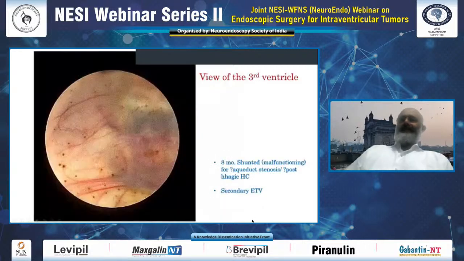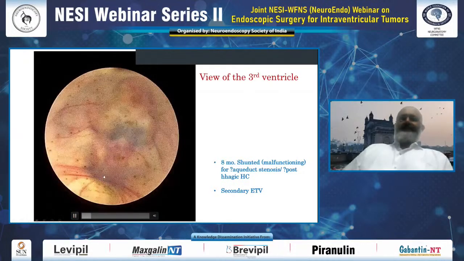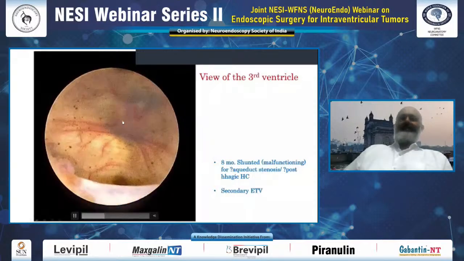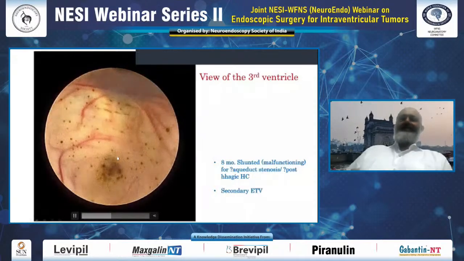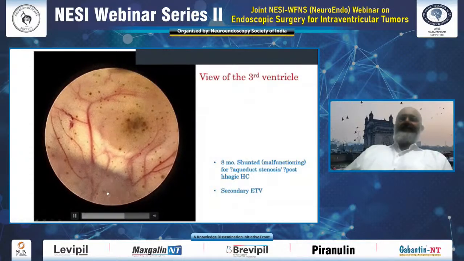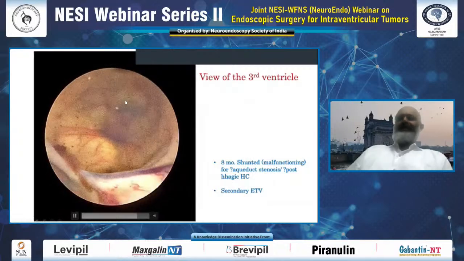And this is again a view of the third ventricle in a previously shunted patient who came up for secondary ETV. The shunt was probably for aqueduct stenosis following post-hemorrhagic hydrocephalus. And you can see the staining in the ependyma, but you can see a panoramic view of the whole floor of the third ventricle. This is the area of the aqueduct. And as you go behind, you have the pineal recess, and beyond that would be the quadrigeminal plate or the quadrigeminal cistern.